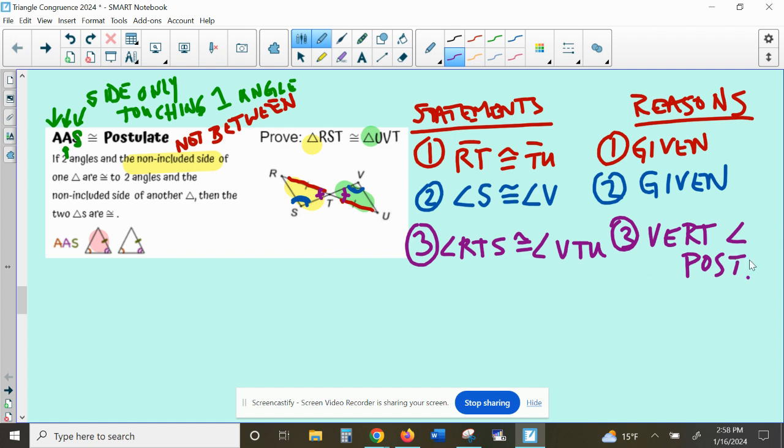Or is that a theorem? I don't even know. I always say vertical angles are congruent. I better check that in my thing. I think that might be actually a, let's see, vertical angles. Remember in the back of your book you have the things. Vertical angle postulate. Nope, it is a postulate. Okay, I was good.